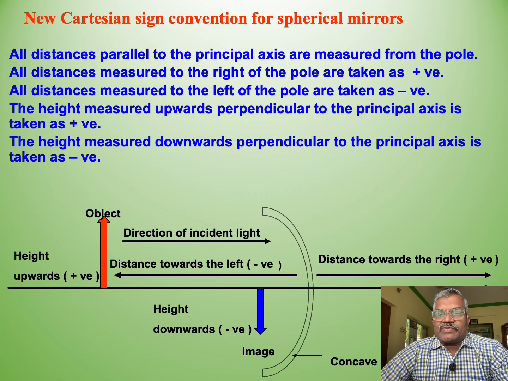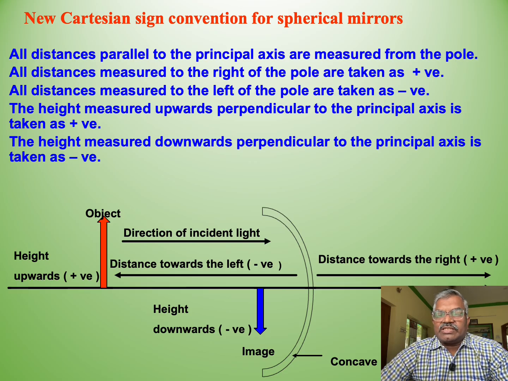The pole of the mirror is considered the origin. The principal axis is taken as the x-axis. All distances, object distance, that is u, I am introducing a new symbol u for the object distance, image distance is v, and focal length is f, are measured from the pole. Direction of the light: incident light is assumed to travel from left to right.